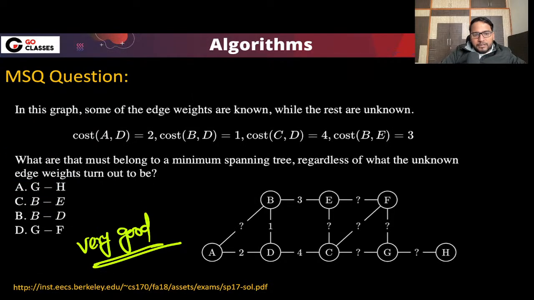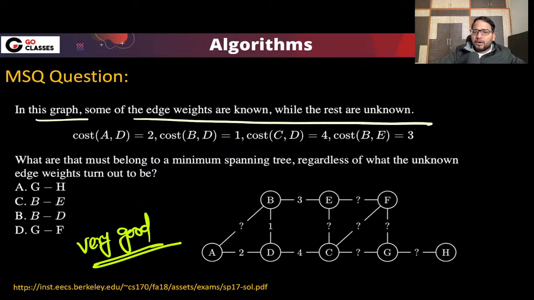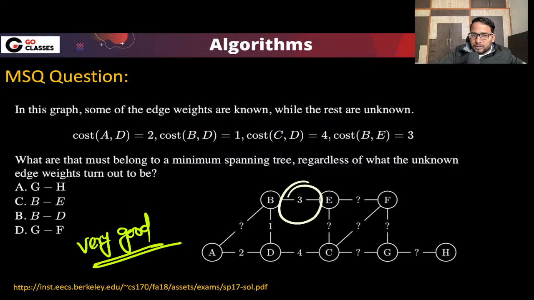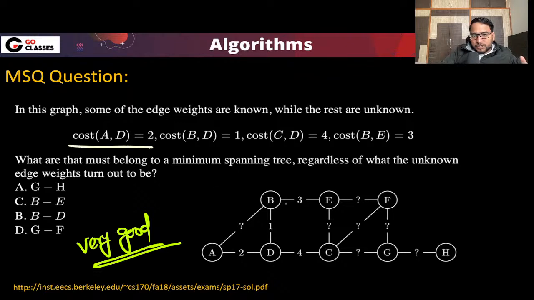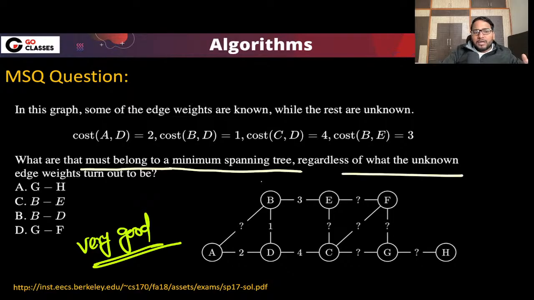This is saying that in this graph, some of the edge weights are known while some are unknown, which means this is known, this is known, this is known, and these question marks are unknown. They're saying the cost of AD is 2. These costs are given. Which edges must belong to a minimum spanning tree regardless of what the unknown weights turn out to be?